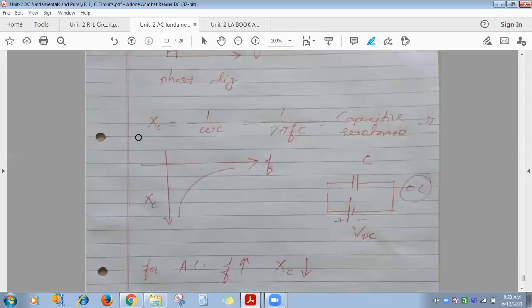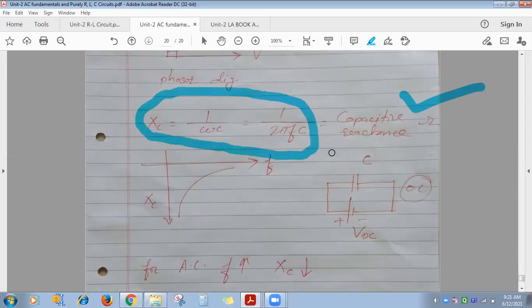Now Xc is 1 divided by omega C, that is 1 divided by 2 pi f C. Xc is called capacitive reactance, and its unit is ohm. All of you can see that capacitive reactance is inversely proportional to frequency.